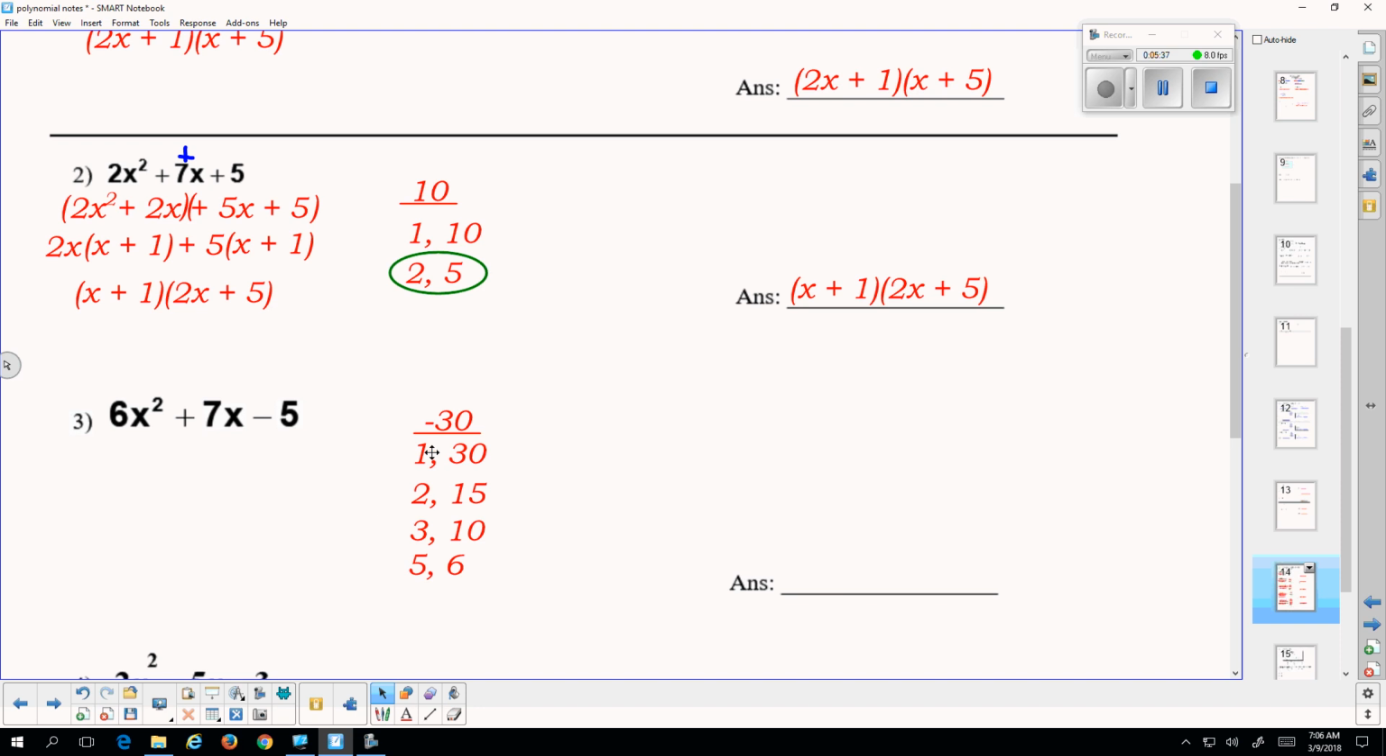Now here's the thing, because it's negative 30, remember one of them has to be negative, and deciding which one to make negative, let me look at my middle number here. That's a plus 7x. So in order to add two numbers and get a positive, the smaller one would have to be my negative number. Now, which of those two will add up to give me 7? We have 3 and 10 right here. So I'm going to use these two.